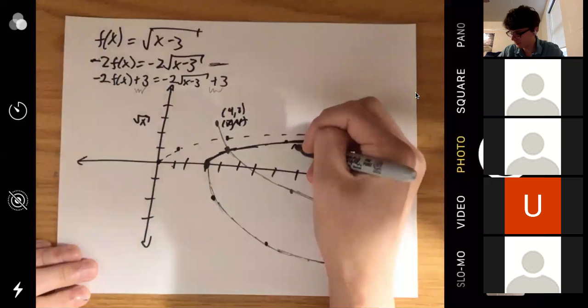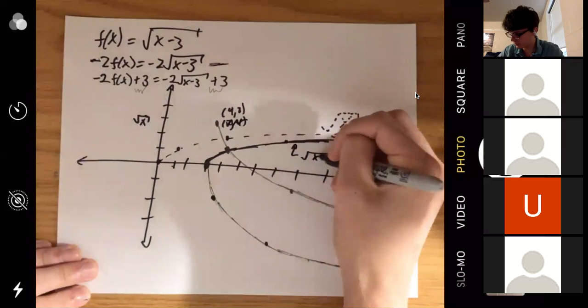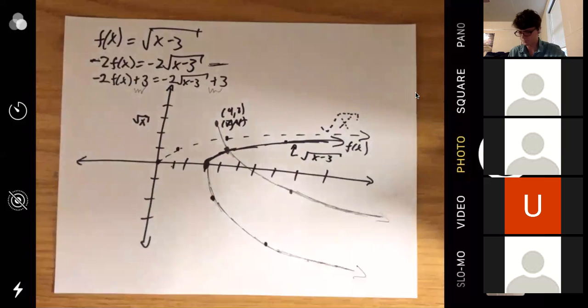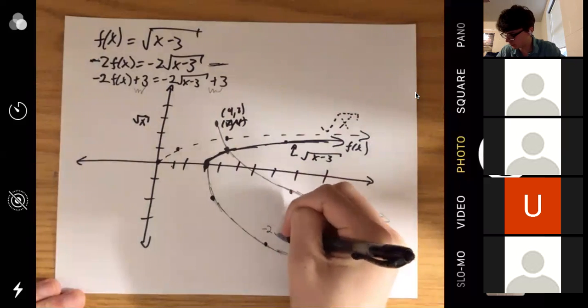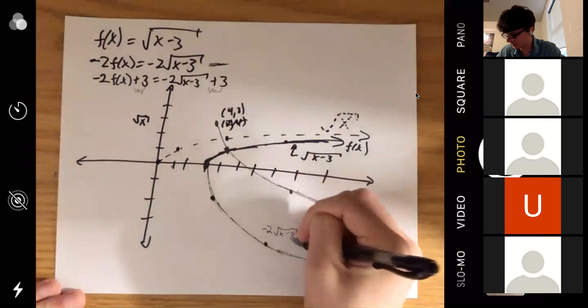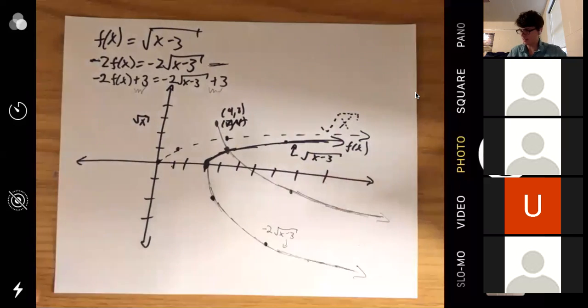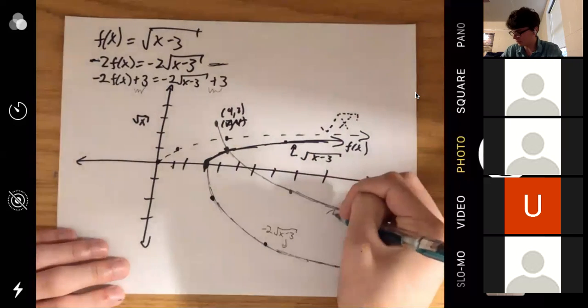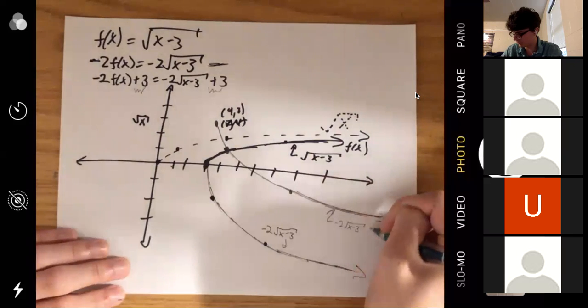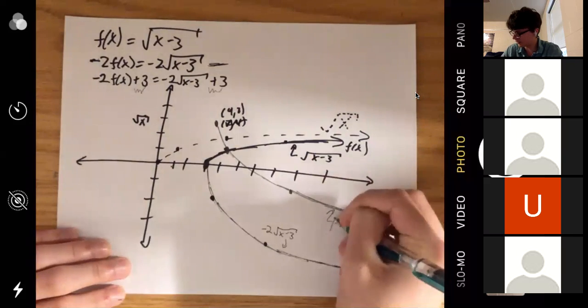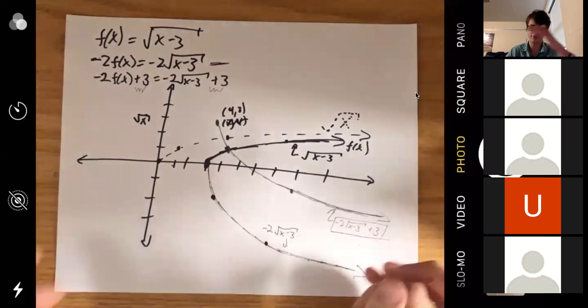And then this one is the square root of x minus 3, because I shifted it to the right 3. And then this one in the pen is -2 times the square root of x minus 3, because I applied that transformation. And then in the pencil here is -2 times the square root of x minus 3 plus 3. And so now you know how to graph functions.